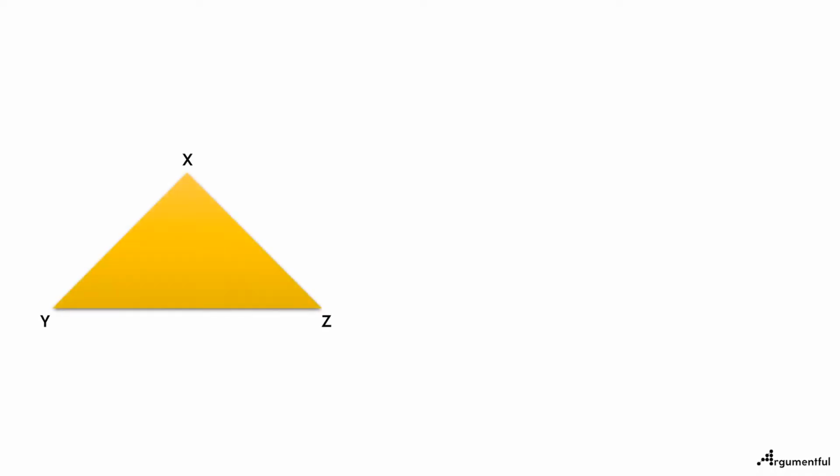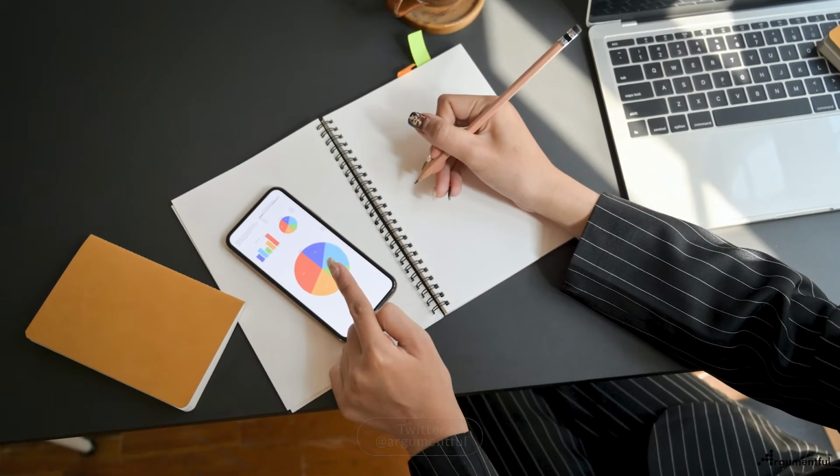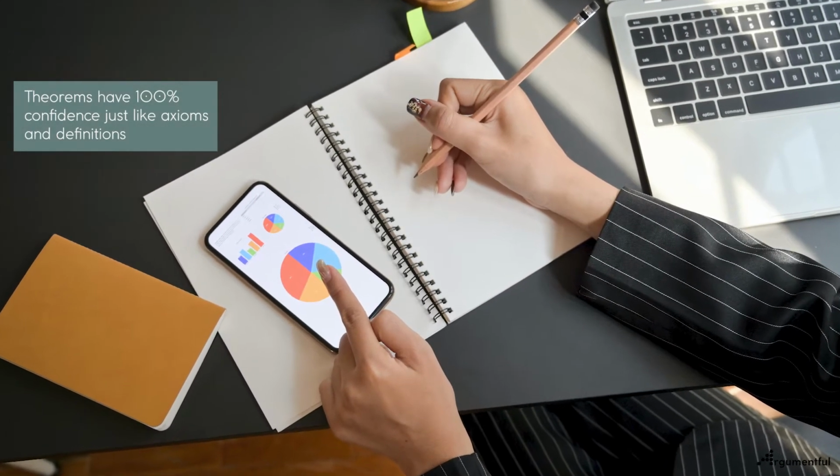In this video, we'll show how to use Argumentful to prove a well-known theorem in Euclidean geometry, which states that the sum of all angles in a triangle is equal to two right angles, or 180 degrees. The main point of this demo is that geometry is an exact science, where all knowledge is derived starting from basic building blocks, axioms, and definitions. Through this process of deduction, we create theorems, which will have 100% confidence, just like axioms and definitions.